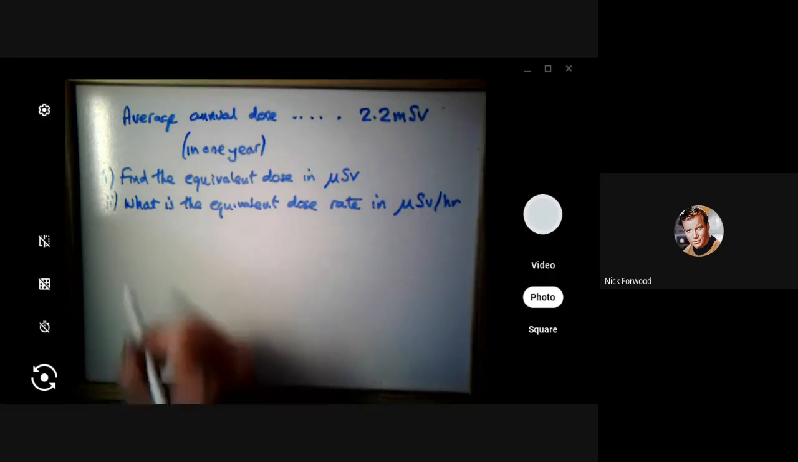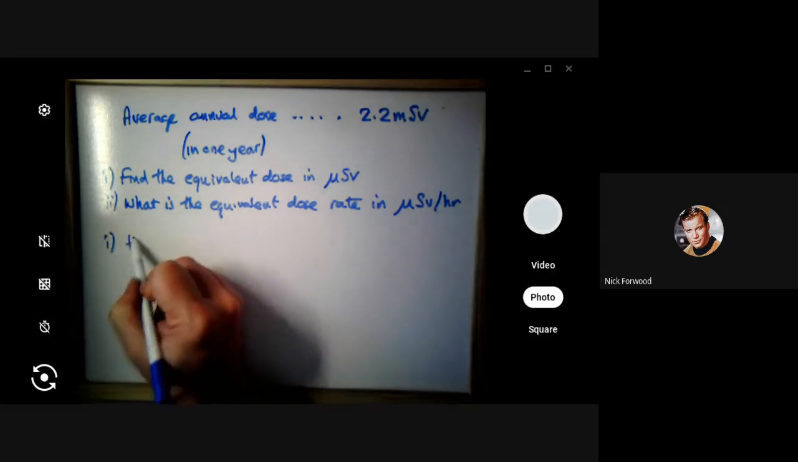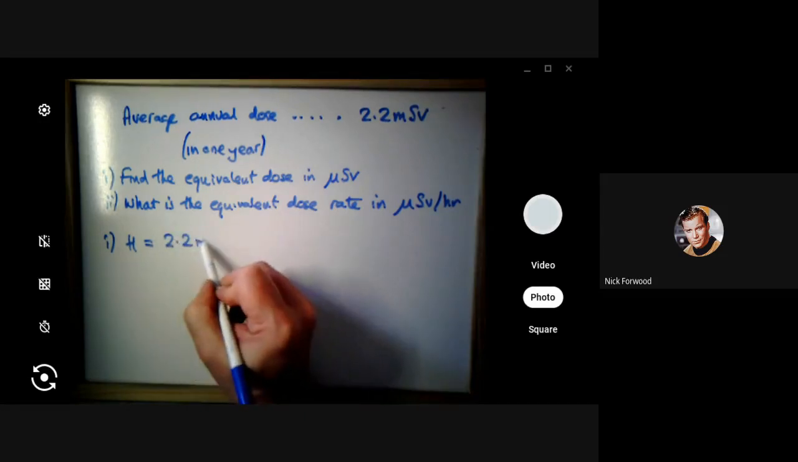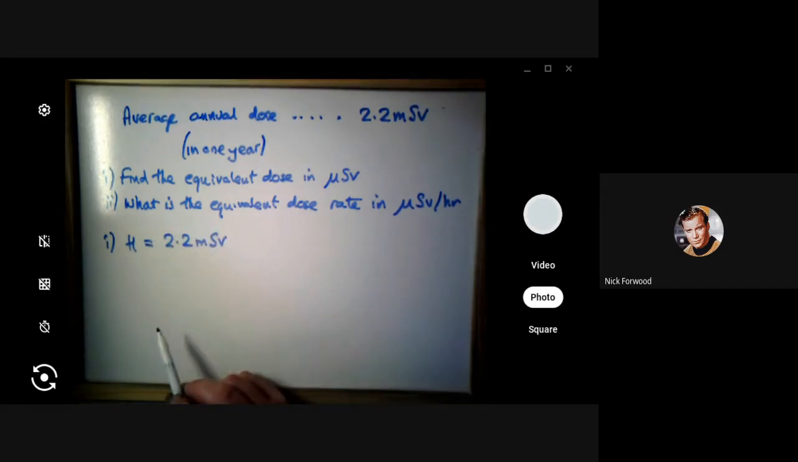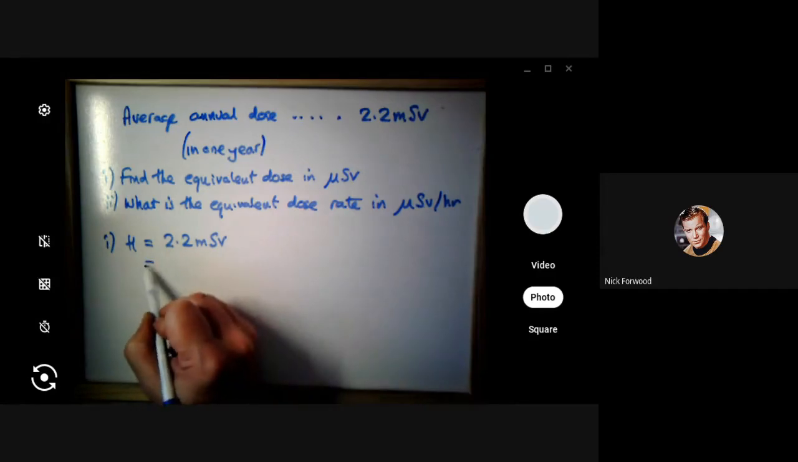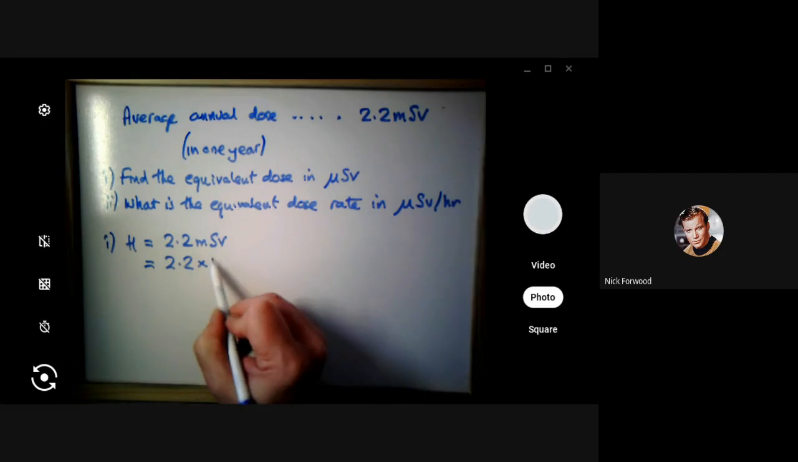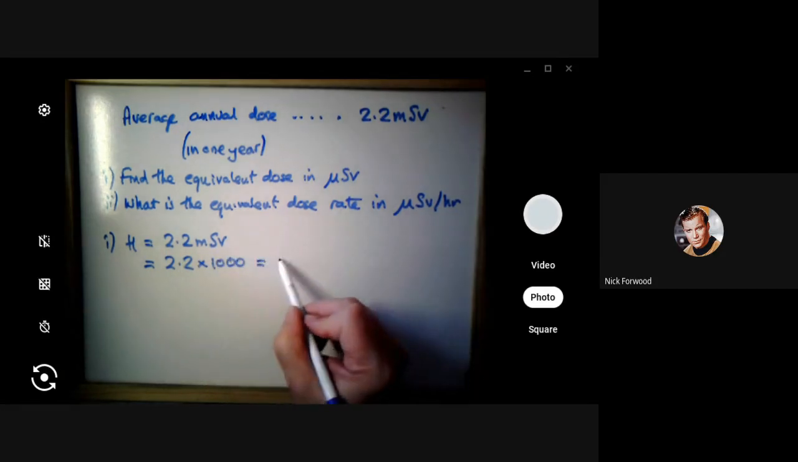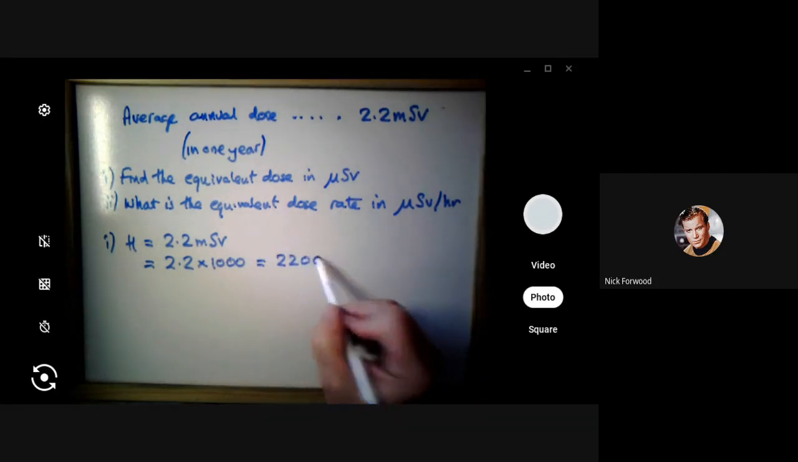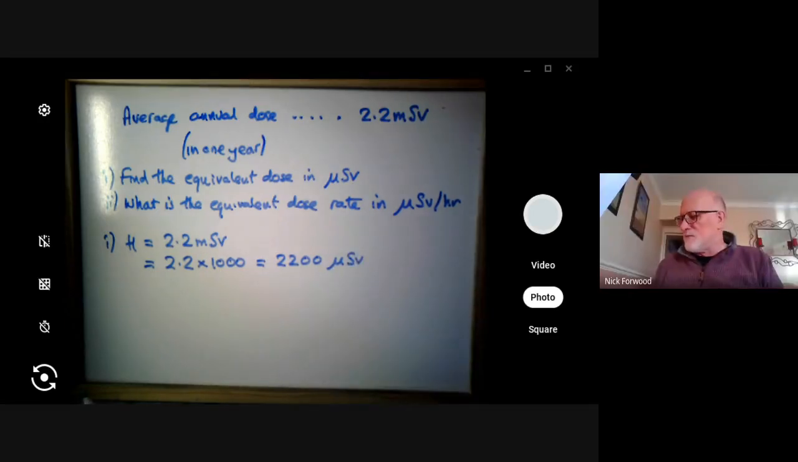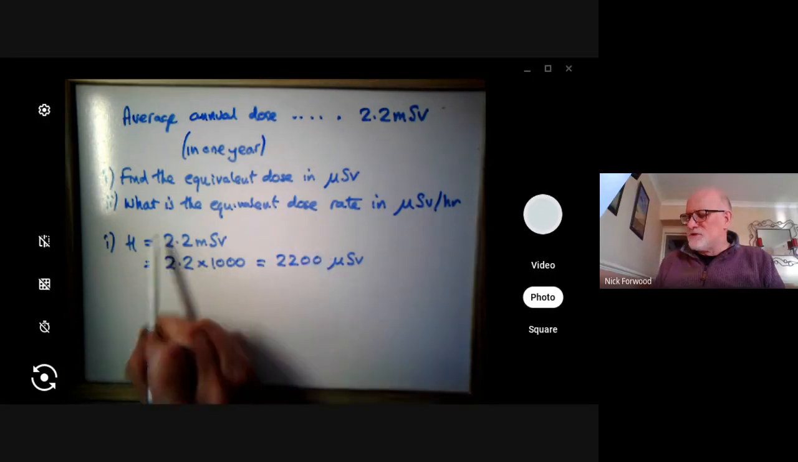So in part 1, we know that H is 2.2 millisieverts, and to convert that into microsieverts, we simply multiply by 1,000. Done this already. So that comes out to be 2,200 microsieverts. That's exactly the same number. It's just that here it's milli, here it's micro, and it just changes the size there.